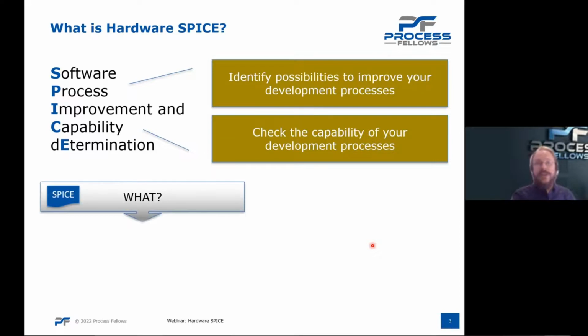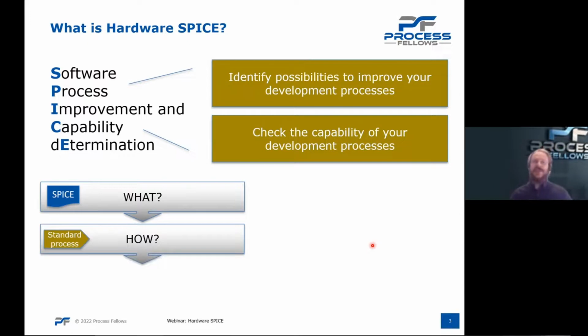But all this definition in SPICE is only what is expected. So Hardware SPICE will just tell you what is expected. What is it that you need to do? But this information is not enough for your developers. So you cannot use Hardware SPICE to develop according to it. This is where you need a definition of how it is done, what methods need to be used, what roles are responsible, what documents need to be created, what metrics you use during development. And this is your turn here.